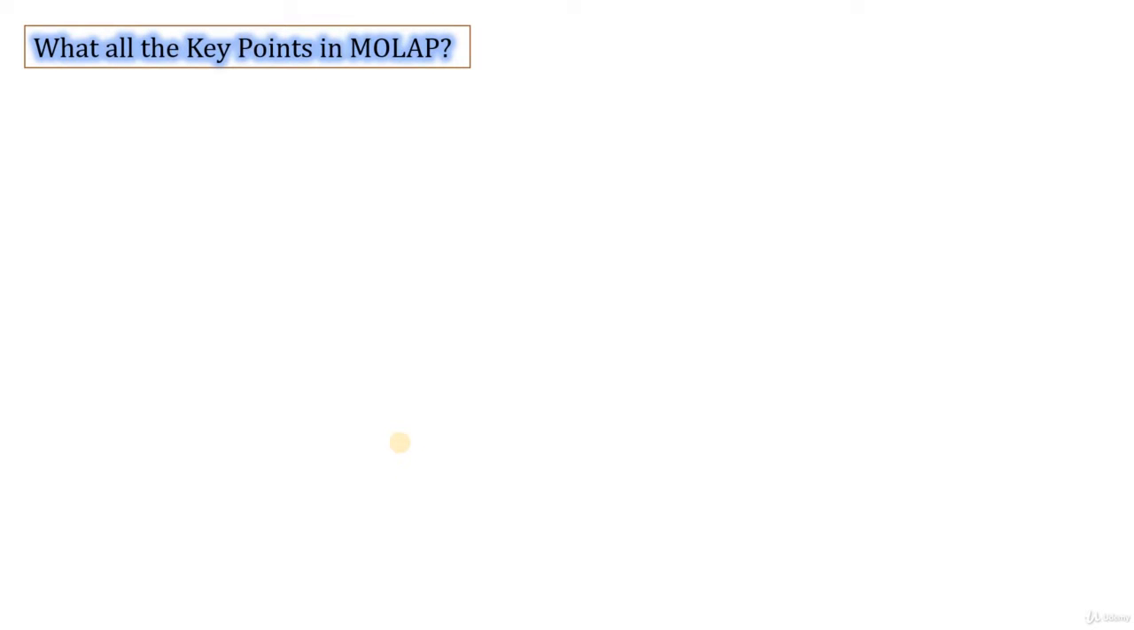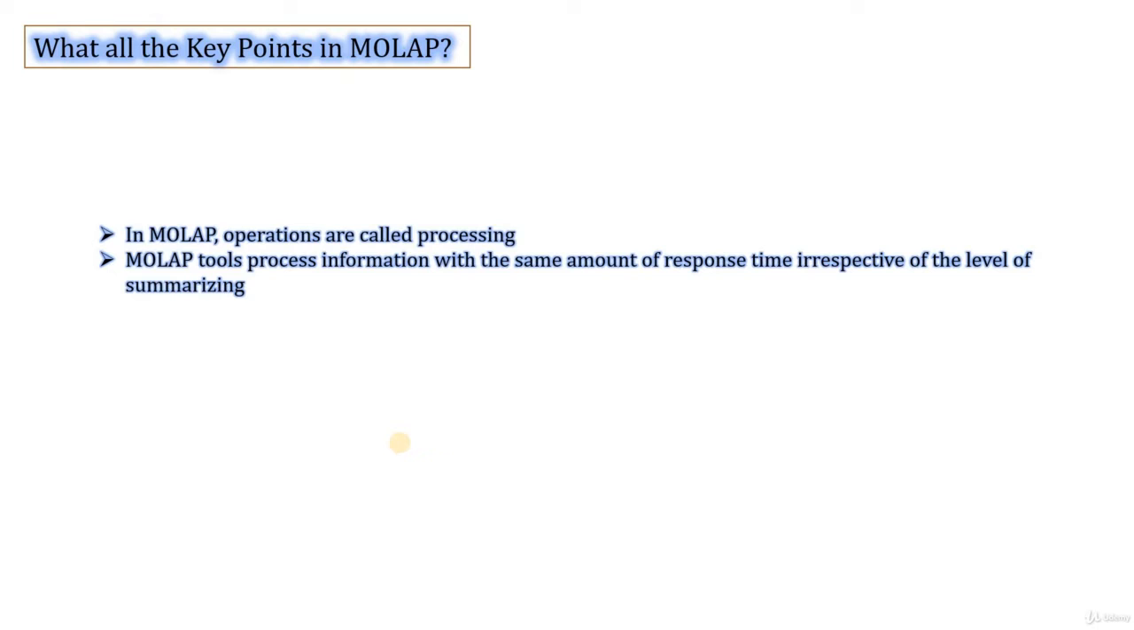Alright, what are the key points in MOLAP? So in OLAP, the operation is called processing because data used for the representation is either sliced, diced, pivoted or aggregated. Hence it is called processing of the data. Second point, MOLAP tools process information with the same amount of response time irrespective of the level of summarizing. So there is no difference in the query performance when the data is processed at different levels.